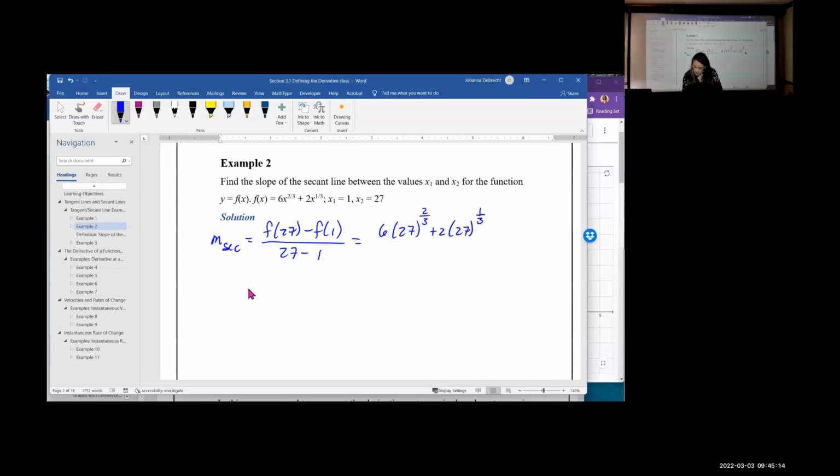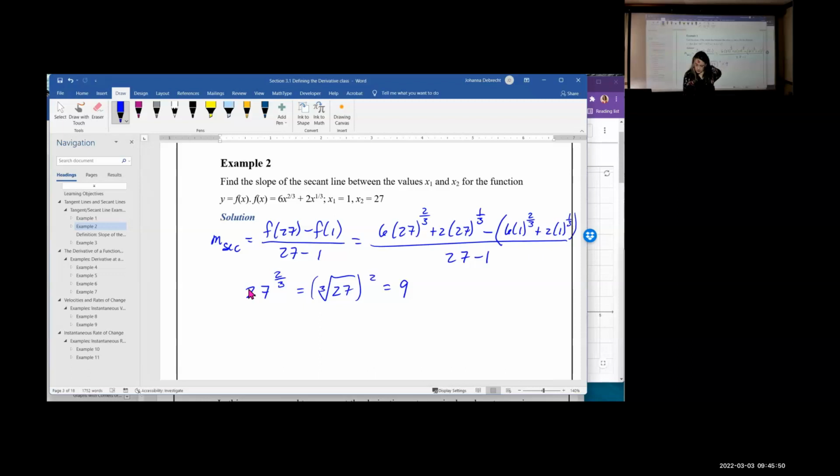This one I have to write out: minus, in parentheses, 6 times 1 to the 2/3 power, plus 2 times 1 to the 1/3 power, all divided by 27 minus 1. Now, what does the 2/3 power mean? 27 to the 2/3 is the cube root of 27 and then square it. So the cube root of 27 would give you a 3, and then 3 squared would give you 9, right?